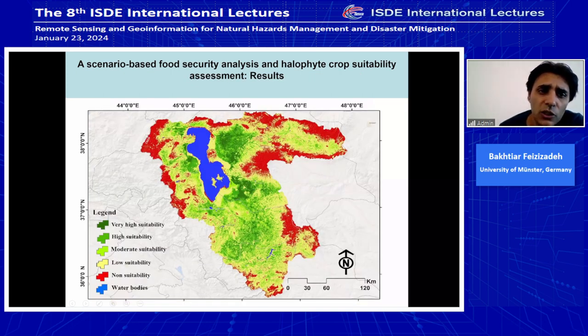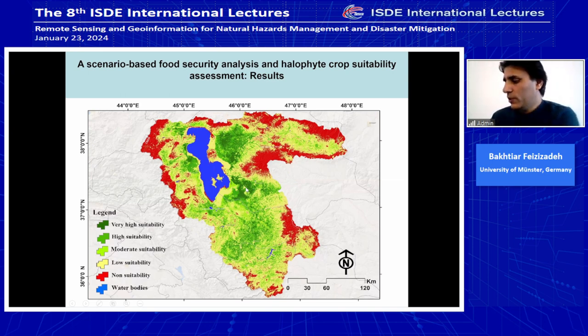So then you can see here that some areas are indicating very high suitability for Salicornia, and others moderate. Okay, I had some comments, but because of the time, you can see here the suitability of this area for Salicornia that we developed, and that was a solution for this.